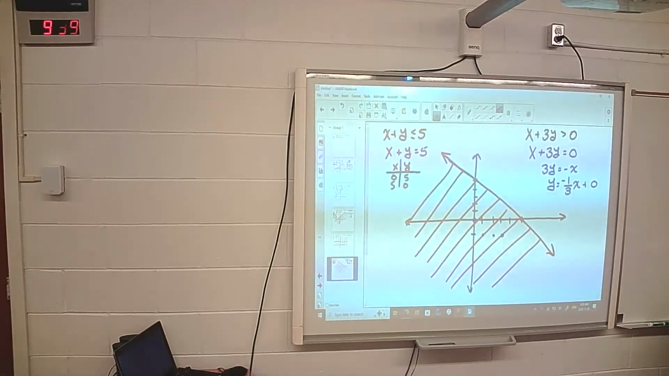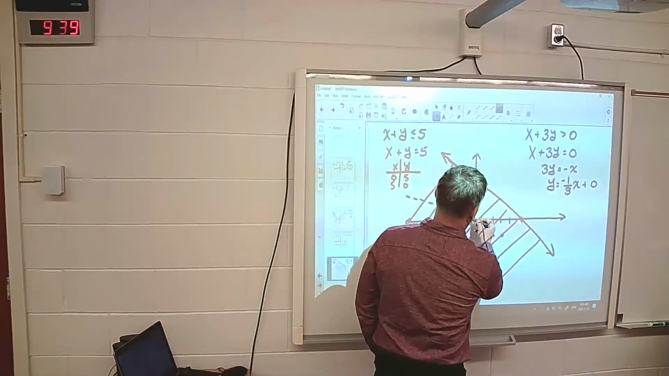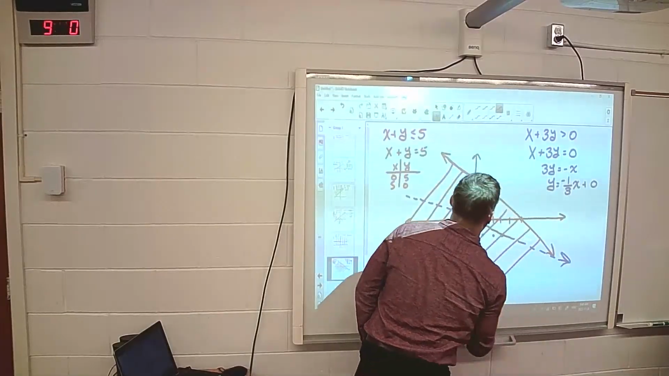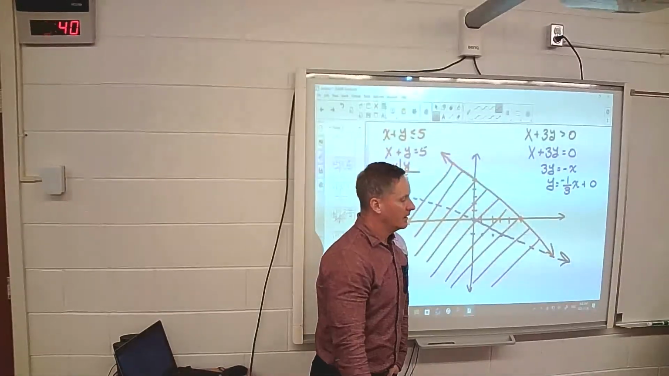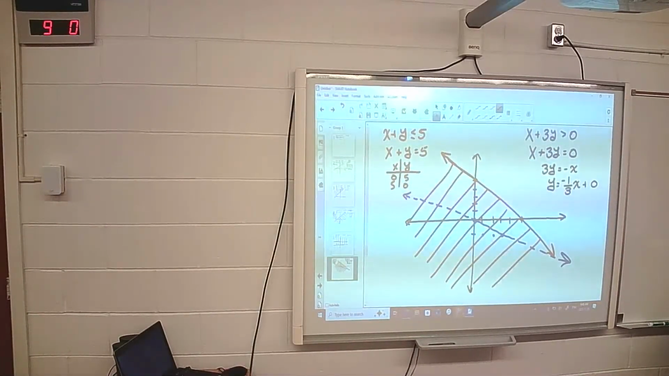Is it a solid line or a dashed line? Look at the blue, the equation at the very top. Is that greater than or equal to, or is it just greater than? Just greater than. So it's a dashed line. So I'm going to go like this. Now, again, focus only on the blue. I have two halves of the blue. I either shade above the line or below the line.